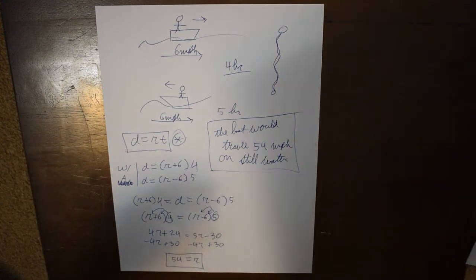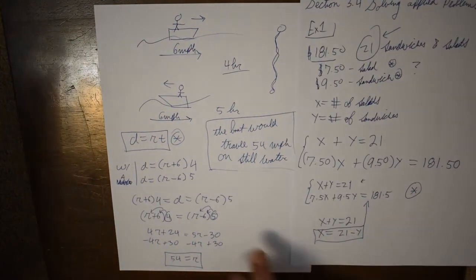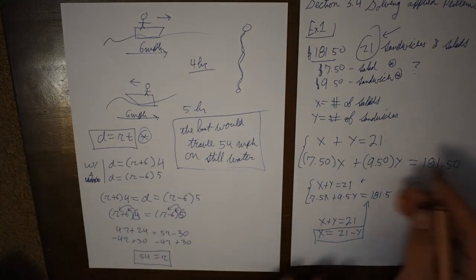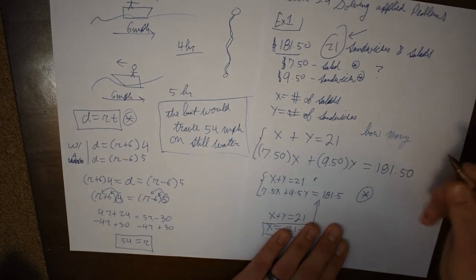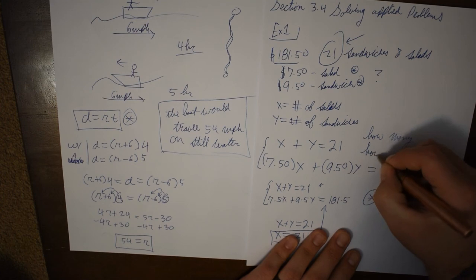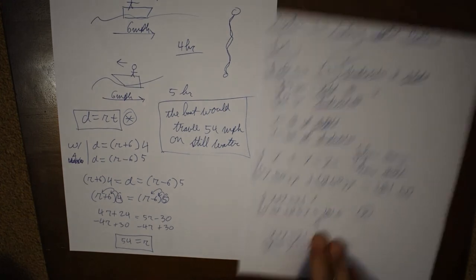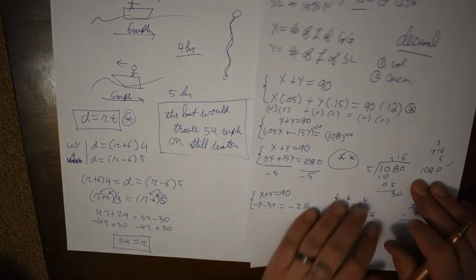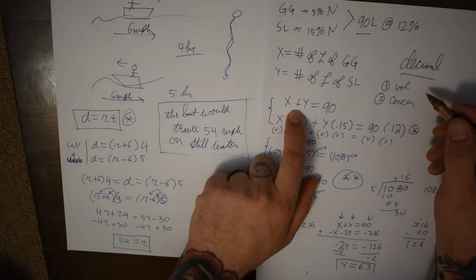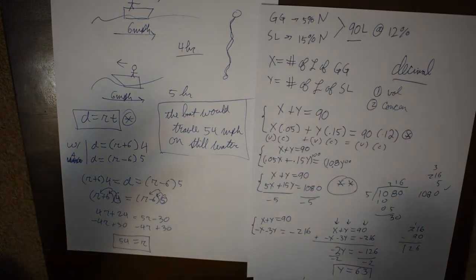For total value problems, we had an equation about how many, and then we had another equation about how much. How many and how much. For mixing problems, we had an equation about volume, kind of like how many. And we had an equation about concentration, kind of like how much.